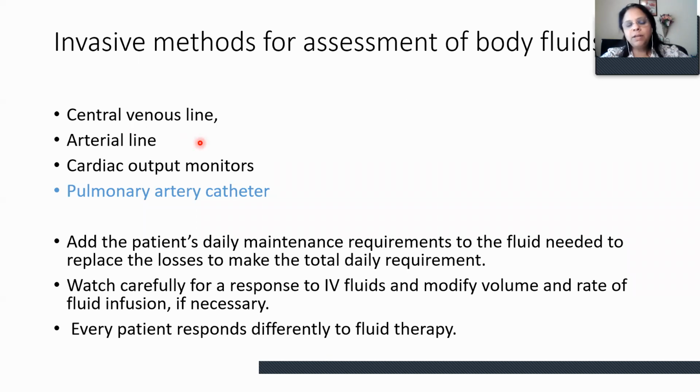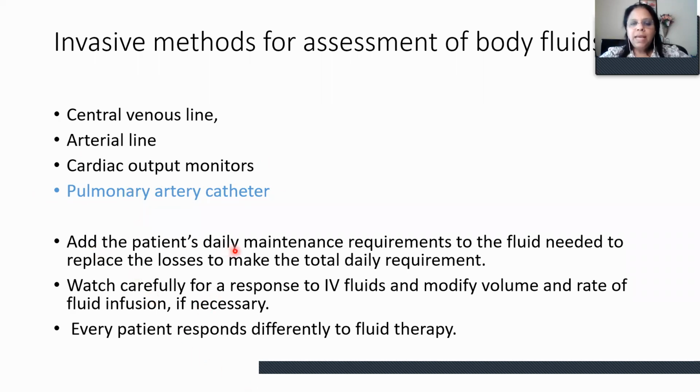Arterial line invasive blood pressure monitoring, cardiac output monitors. People who go to the cardiac theaters, like we have grouped, and tonight we will be telling you which theater to go to and you will be seeing this. And pulmonary artery catheter is not much available these days, but I just wrote it. It is a correct answer though.